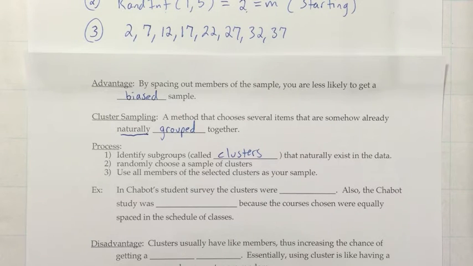And those should naturally exist in the data set already. So just as a quick example, going back to that Chabot student satisfaction survey as our example, the people who chose people to come in and do the survey did not actually choose people. They chose classes and then gave the survey to the whole class. So they didn't choose individual students. They chose individual classes, and those would be the clusters in that example. They didn't put the people in those classes. The people picked their own classes. So those groups are already naturally existing in the data.